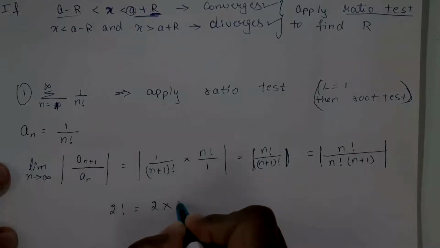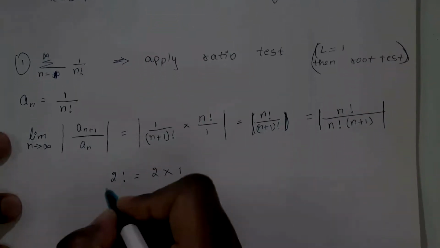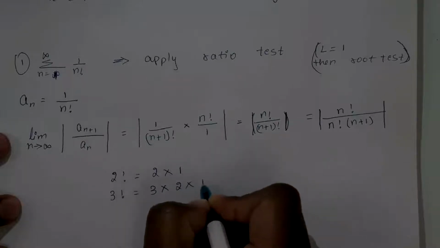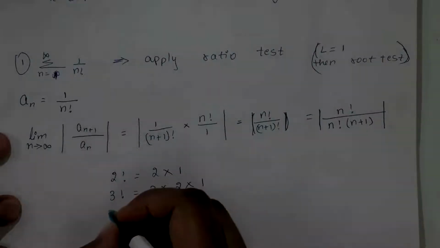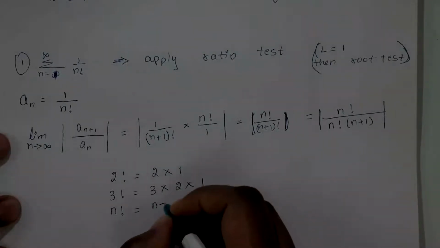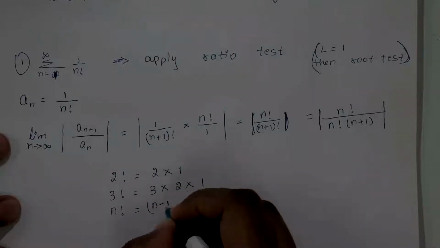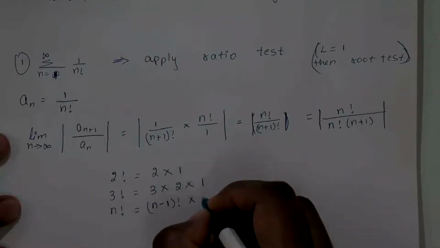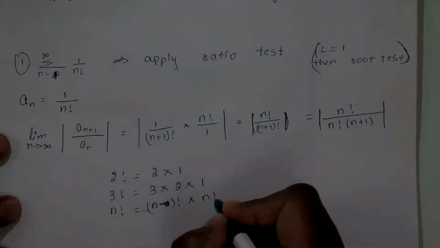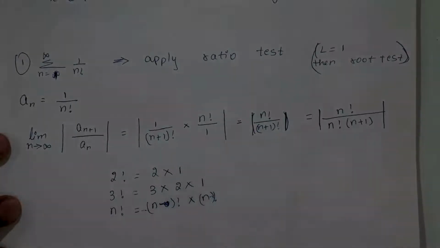It is 2 cross 1, right? Now, how do you expand 3 factorial? It is 3 cross 2 cross 1. So n factorial is n into (n-1) the whole factorial, and n factorial. Has to be (n-1) the whole factorial.